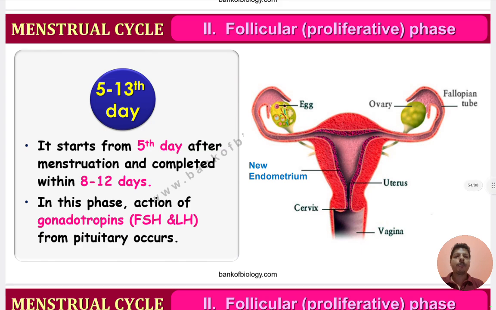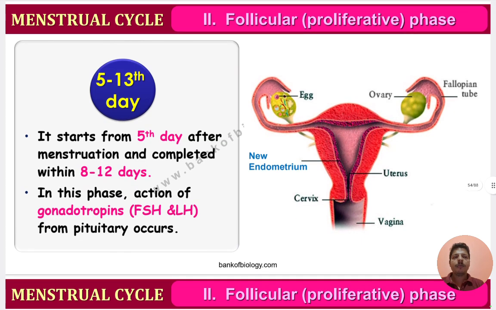Second is the follicular or proliferative phase. It starts from the 5th to the 13th day. It starts on the 5th day after menstruation and is completed in 8 to 12 days. In this phase, the action of the gonadotropins FSH and LH from the pituitary occurs, where the new endometrium is formed.